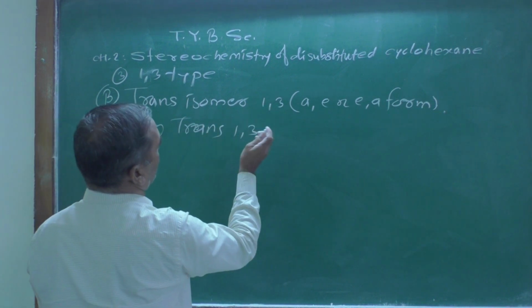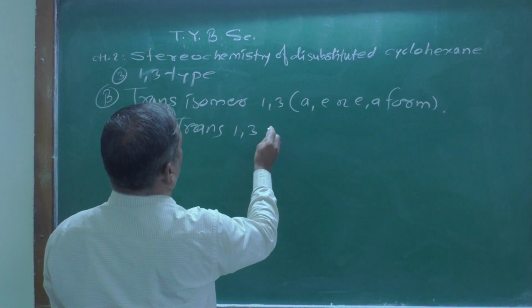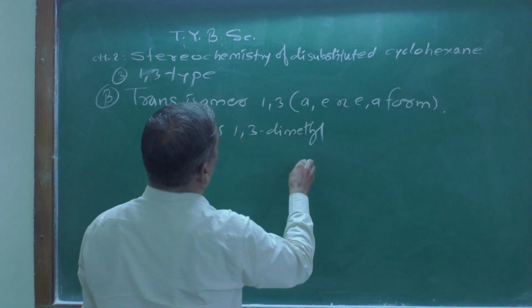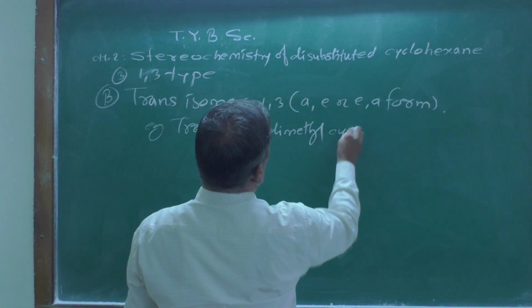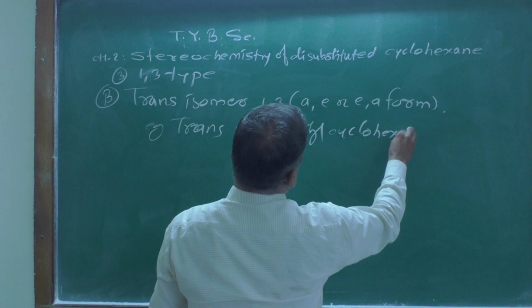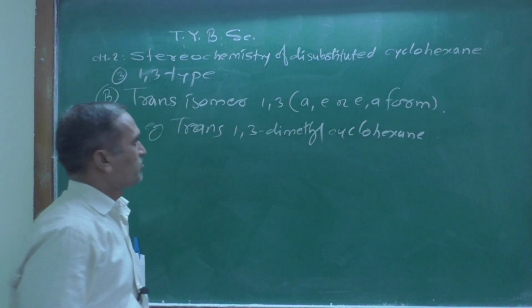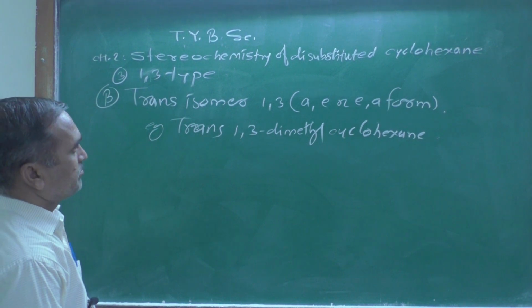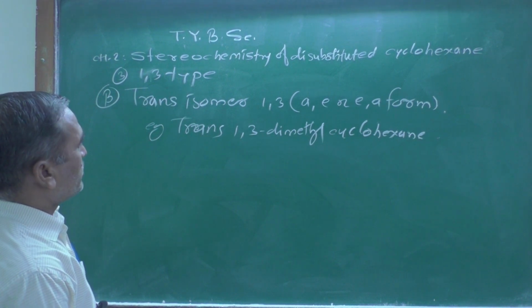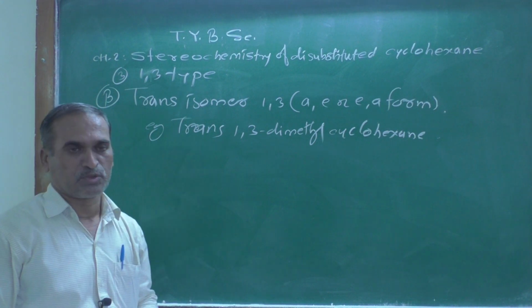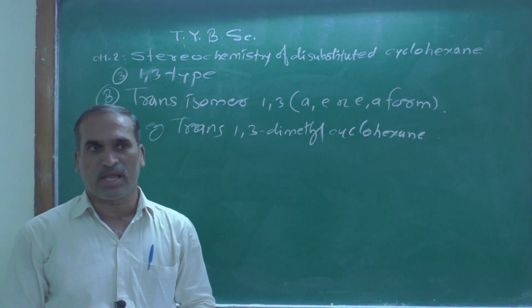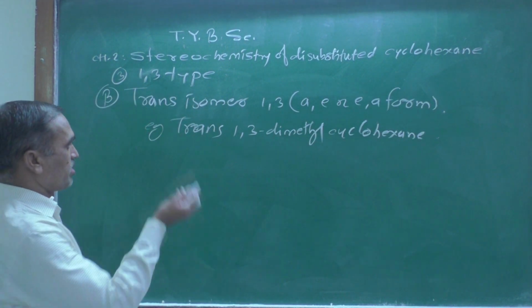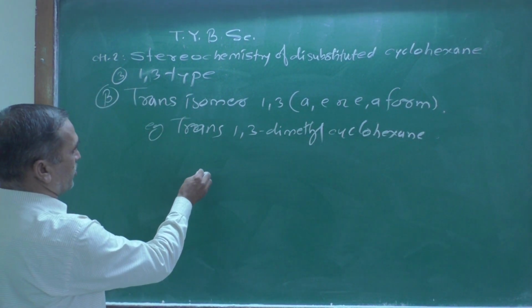Now here also we are going to consider a general example, for example, trans 1,3 dimethyl cyclohexane, right? Trans 1,3 dimethyl cyclohexane. And as we know, trans means both the substituents are on the opposite side of the general plane, and therefore it is known as trans. Let us see the structure of those.